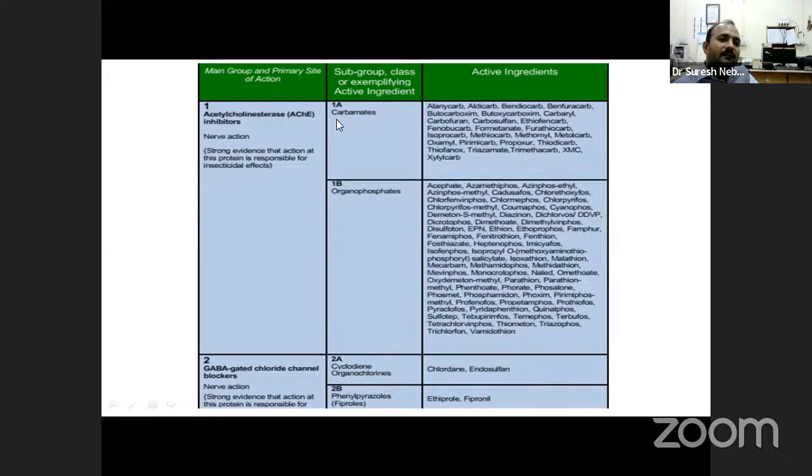Carbamate insecticides are acetylcholinesterase inhibitors. Organophosphate insecticides are also acetylcholinesterase inhibitors. You should know this. In the exam, what can they do? They can ask a simple question like, carbamates are which type of inhibitors, or they can give an example of any carbamate insecticide and ask what is the mode of action of this insecticide. So first you should know that this insecticide belongs to this group, and then the mode of action is this.